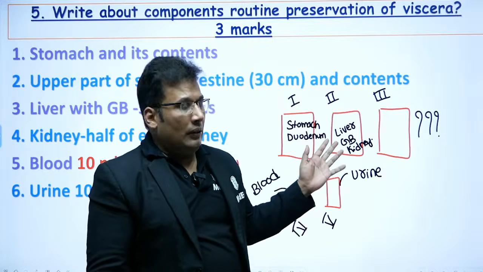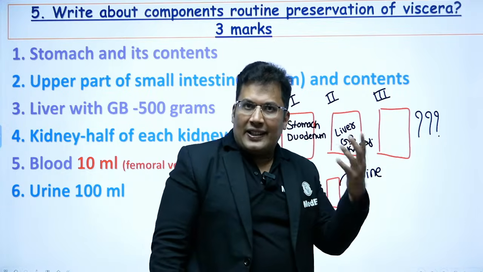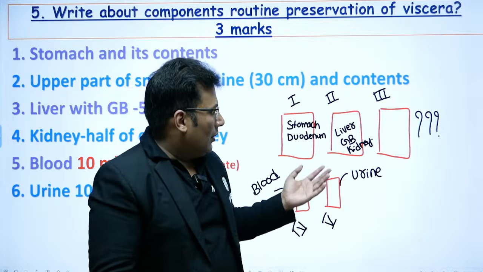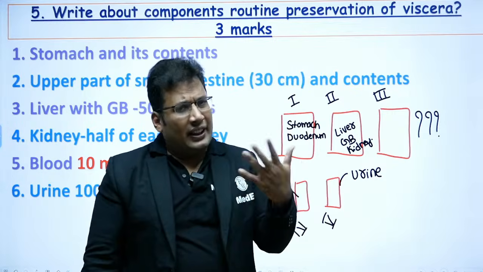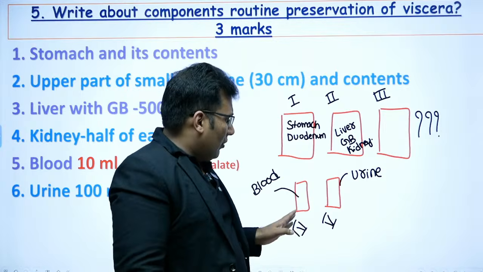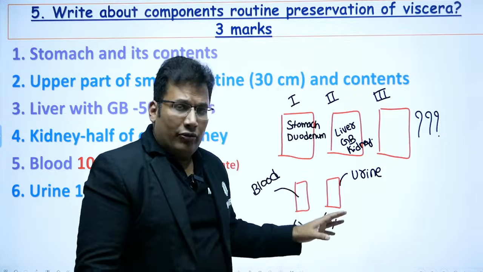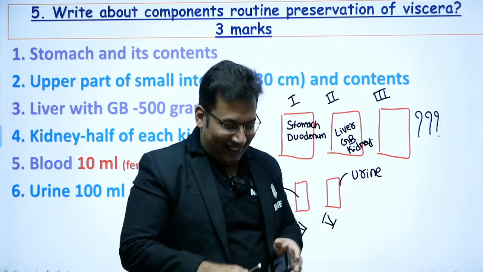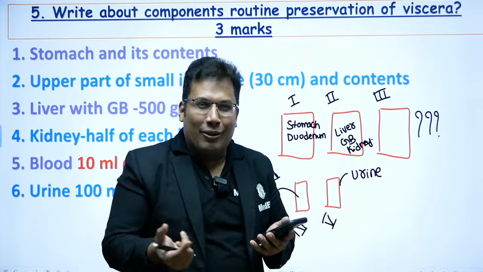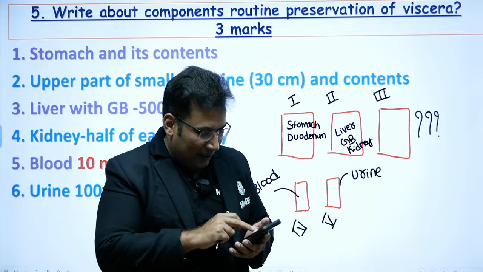Bottle number 1, stomach and duodenum in saturated solution of NaCl. Bottle number 2, liver, gallbladder and spleen, kidney, whatever that is. And for blood, we use sodium fluoride. For urine, we use thymol as a preservative. My question, what is bottle number 3? Or we call it bottle number 5 also in books. What is that?